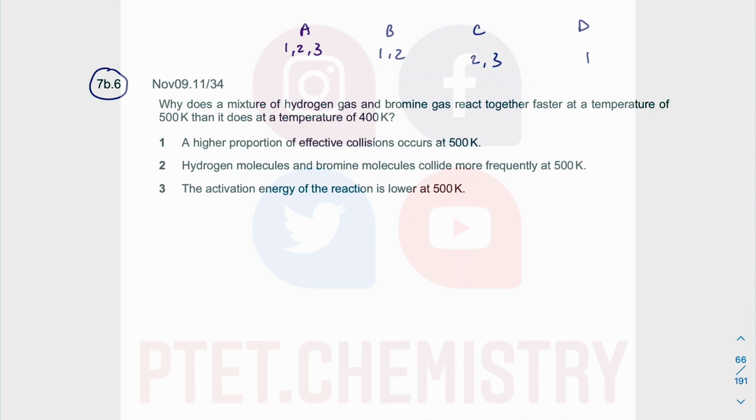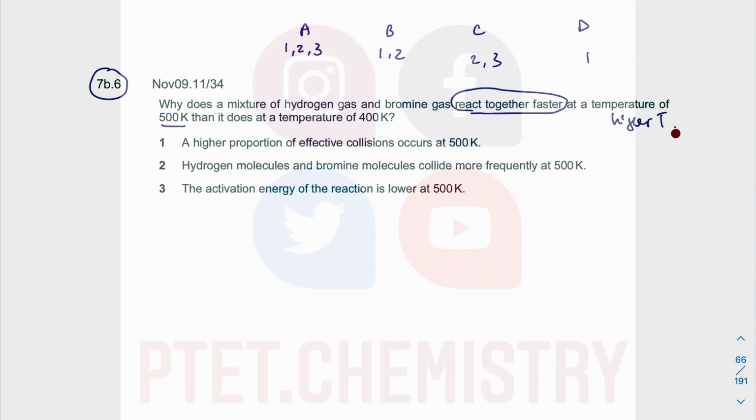Okay, so in this first question here, it's asking why this mixture of H2 and Br2 reacts faster at a higher temperature. So we know that in the theory paper, when you talk about why rate increases as temperature increases, you talk about collision frequency, which is higher at higher temperature.